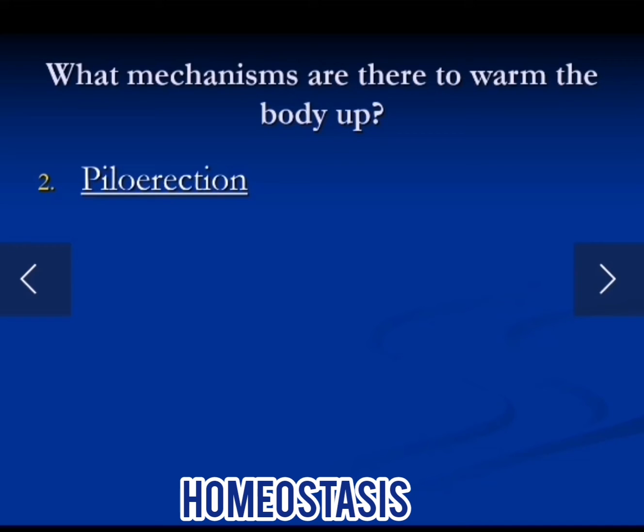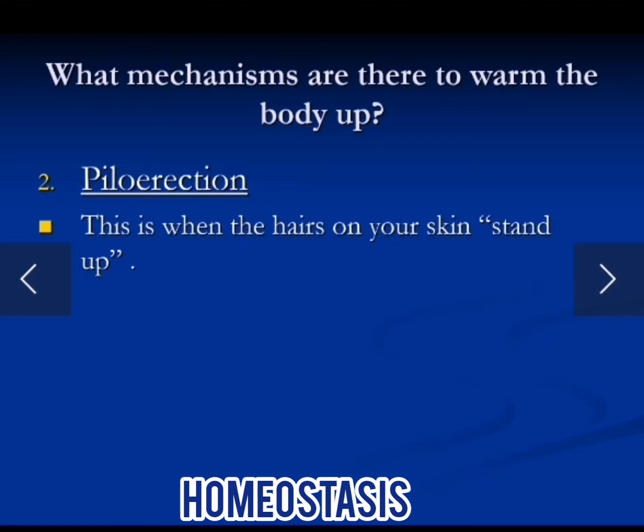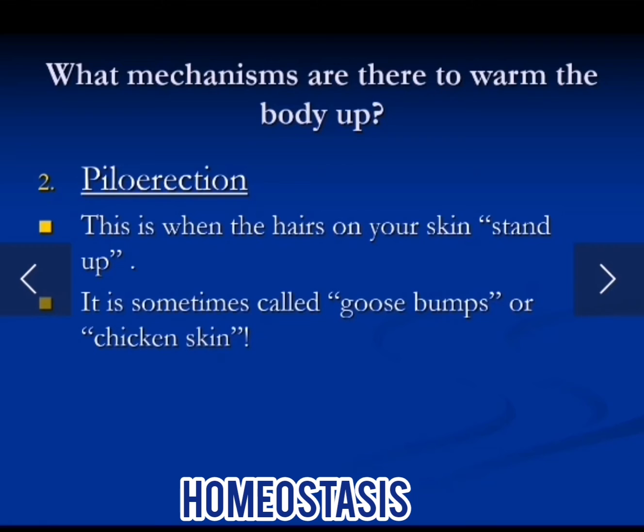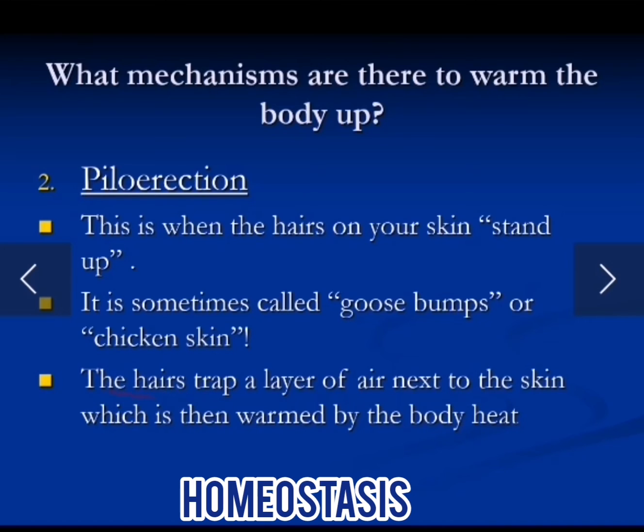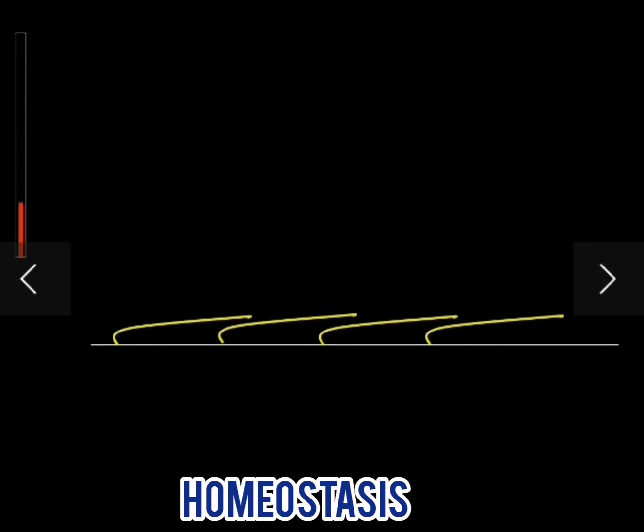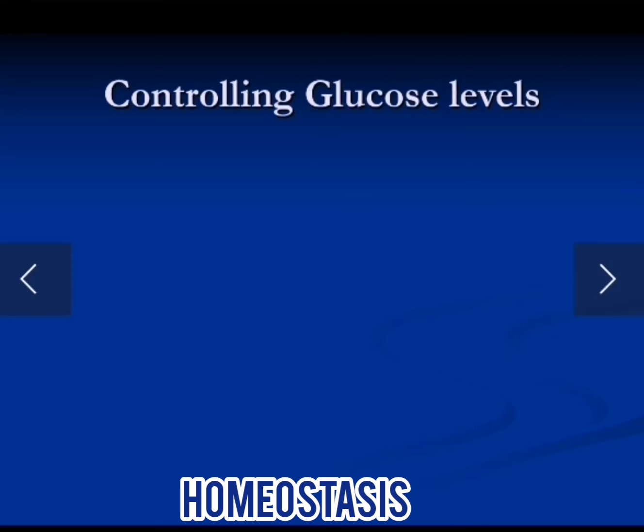Piloerection. Piloerection is when the hair on your skin stands up. It's sometimes called goosebumps or chicken skin. The hair traps the layer of air next to the skin, which is then warmed by the body heat. The air becomes an insulating layer. So we can see in this drawing that the air is trapping heat around the skin.